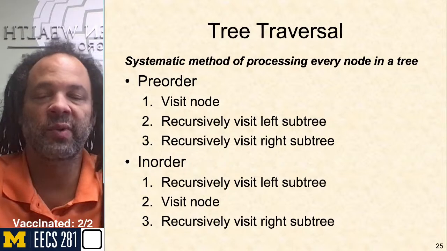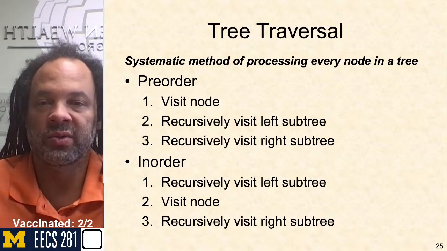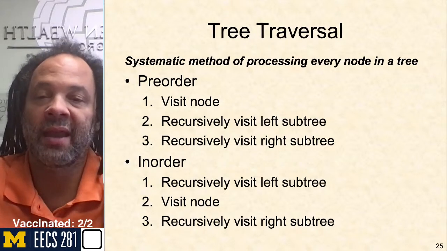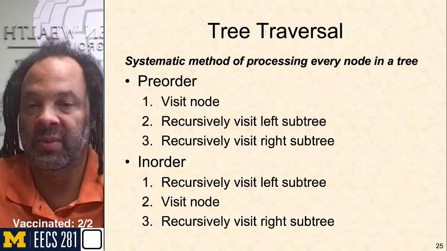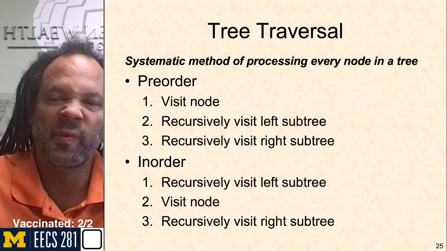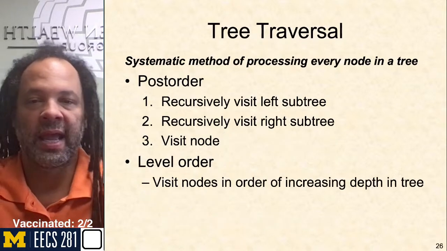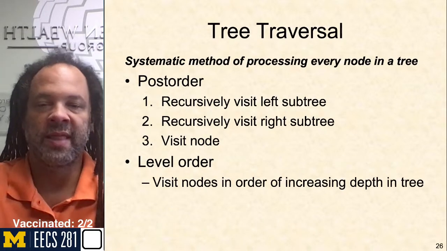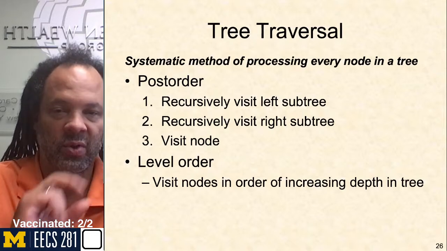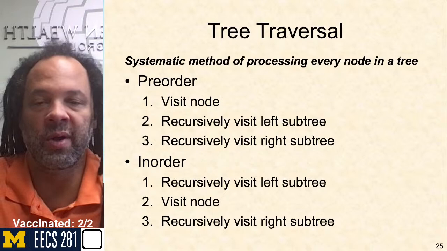So every tree traversal we have is some systematic method of looking at all of these nodes. There's 4 that we're going to look at. 3 of them are very similar. We'll call those depth first traversals. They are the pre-order traversal, the in-order traversal, and the post-order traversal. Then the one that's different is the level order traversal, and we'll talk about that one at the end. But let's start with these pre-order, in-order, and post-orders.